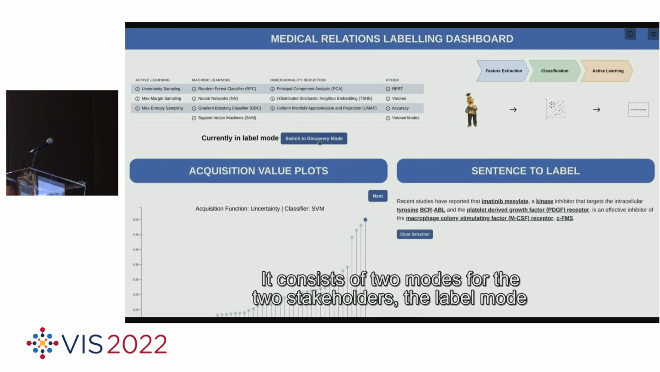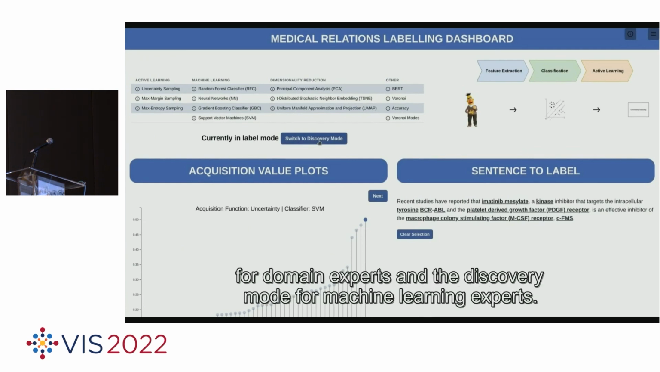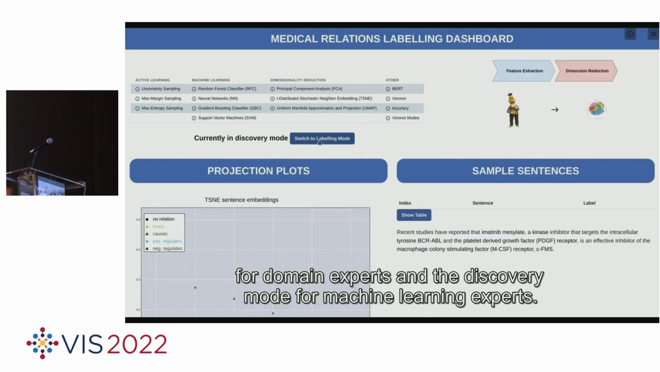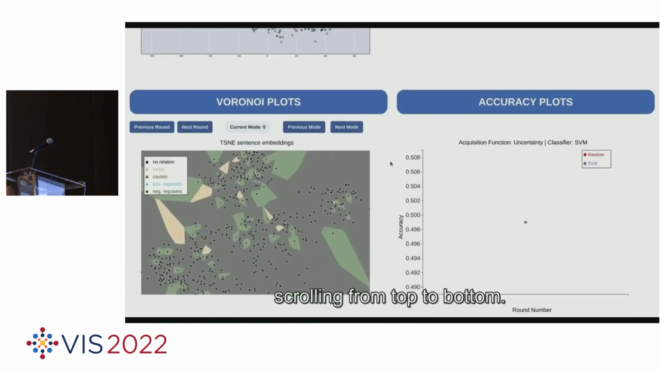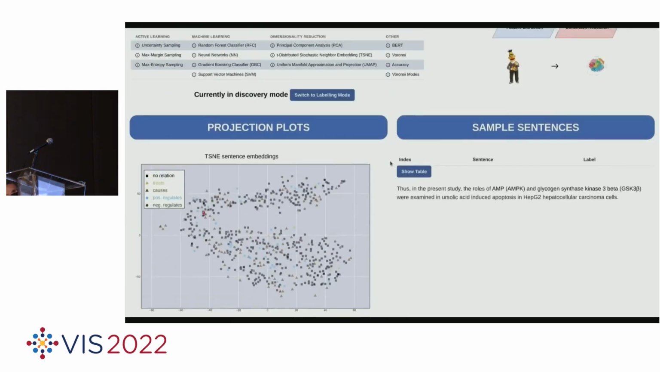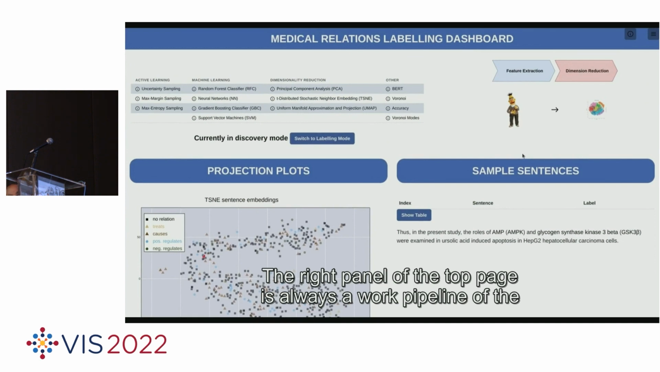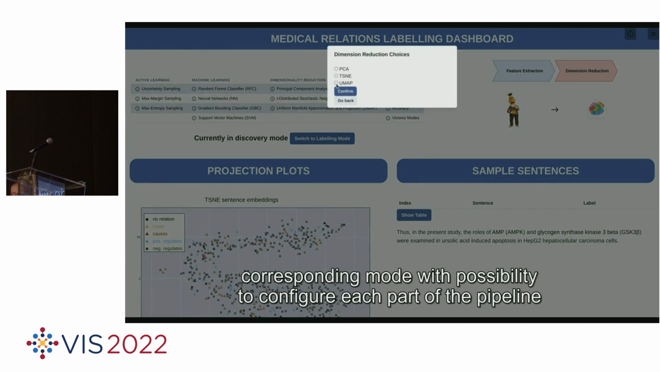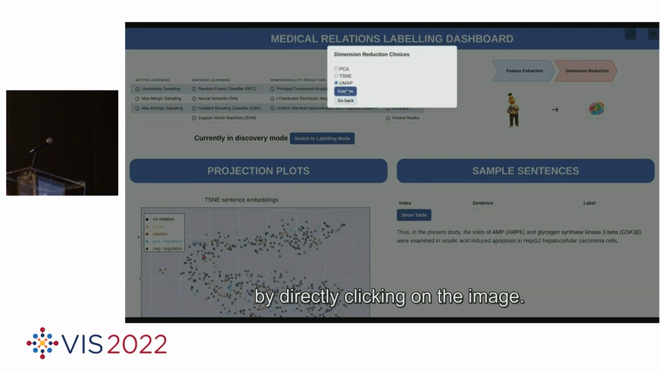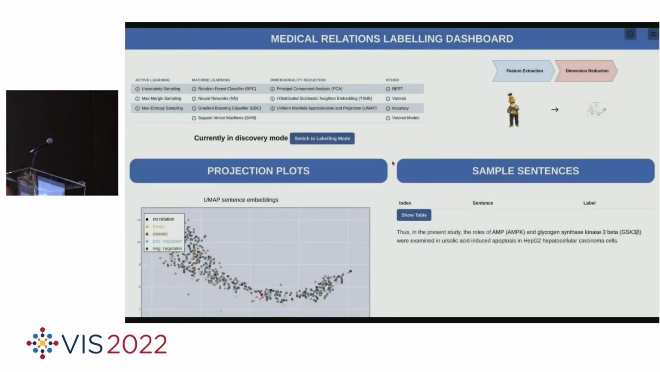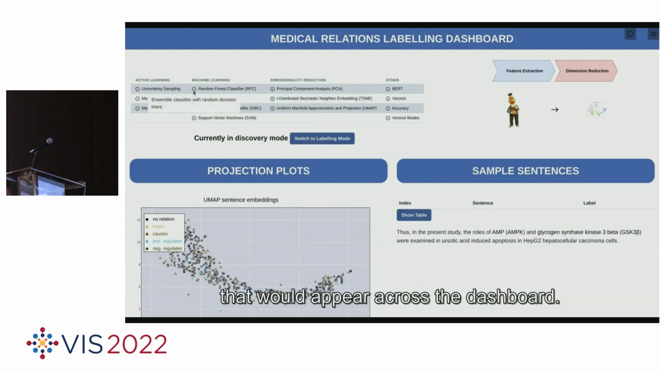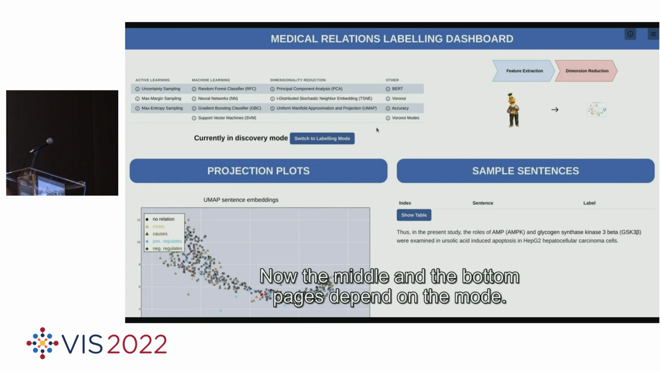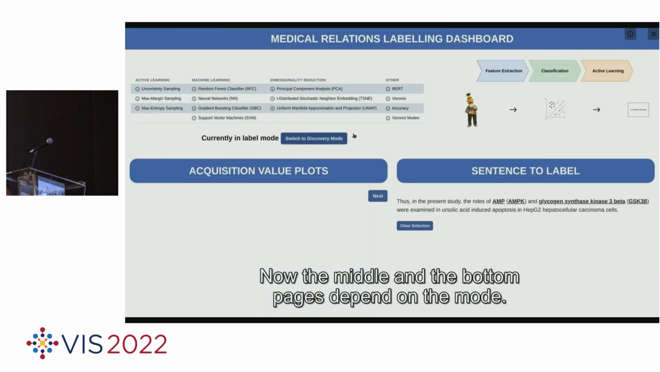It consists of two modes for the two stakeholders, the label mode for domain experts and the discovery mode for machine learning experts. In each mode, we have 3 pages accessible via scrolling from top to bottom. The right panel of the top page is always a work pipeline of the corresponding mode, with possibility to configure each part of the pipeline by directly clicking on the image. The left part of the top page is the glossary table for technical terms that would appear across the dashboard. Now, the middle and the bottom pages depend on the mode.